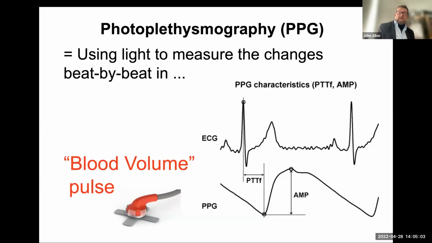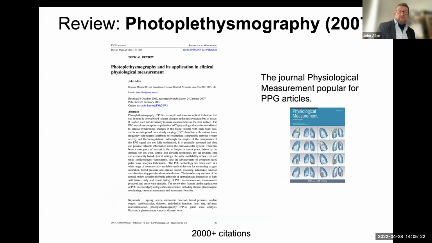PPG, or photoplethysmography, well, it uses light, and it uses this to measure changes beat by beat in, well, we believe blood volume, the blood volume pulse, as we can see on an example there. Very simple technique, and you get some very important information this way about the cardiovascular system. Peter mentioned the 2007 review, and this was in the journal Physiological Measurement, which actually is quite popular for PPG articles. It's done pretty well with citations, 2,000 plus now. So I was very pleased with that.